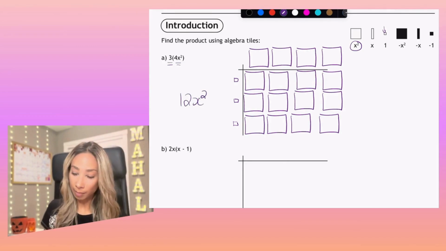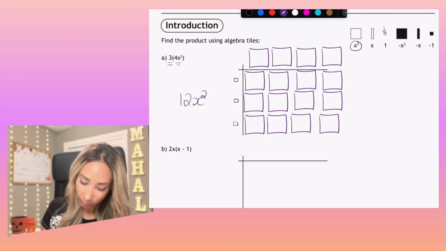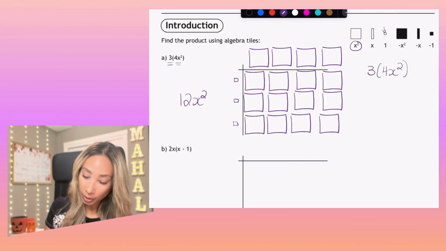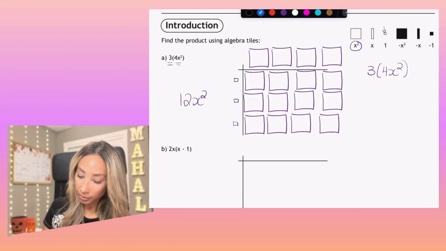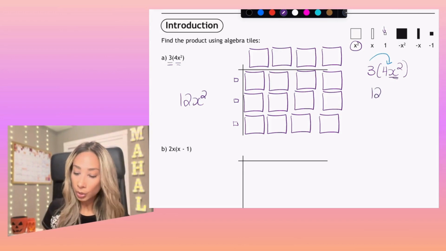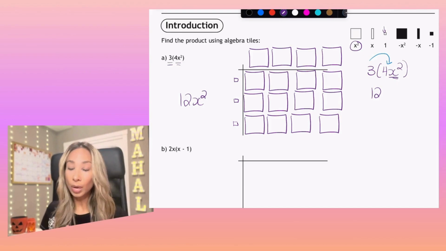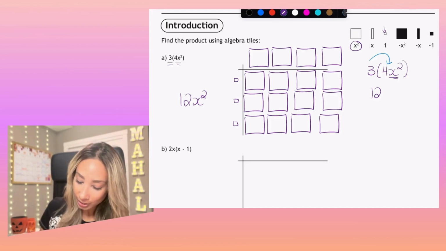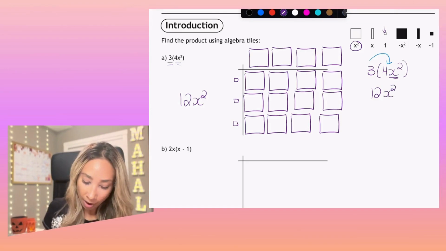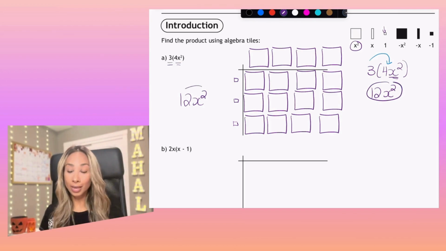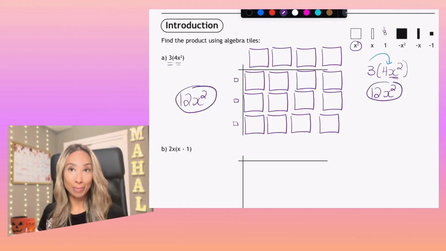Now let's look at it using numbers. So the same thing, I'm just gonna write the question here. And this is one where we can go ahead and rainbow in that 3. So 3 times 4 we know is 12. And we're gonna have to bring over that like term. So you're saying you've got 3 groups of 4x squared. So just as the picture shows as well, that's going to get me to 12x squared. So either way, our answer is the same, whether we use the tiles or the numbers.